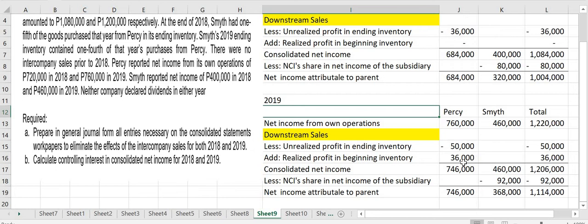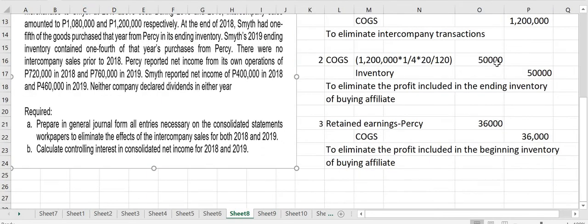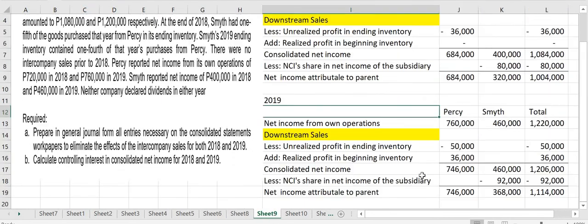Okay, so then we are to deduct unrealized profit in ending inventory kay Percy. Di ba we have computed that kanina? Yung 50,000 unrealized profit in ending inventory plus the realized profit. So yung unrealized last year will be considered realized this year. So actually 36,000. So again, kay Percy mo siya i-deduct kasi nga si Percy yung selling affiliate or yung parent yung selling affiliate.